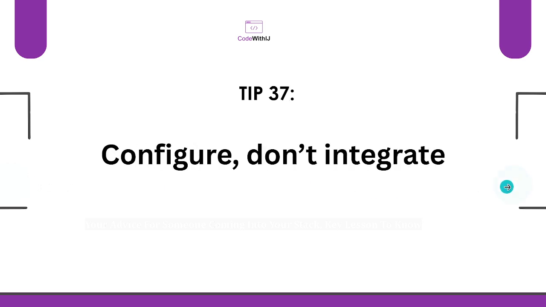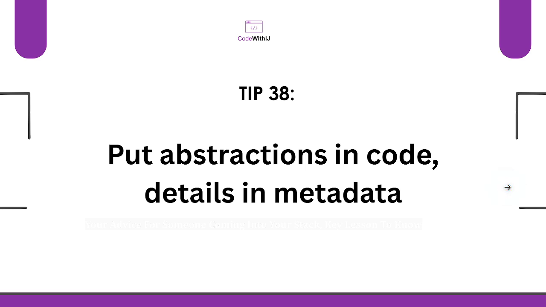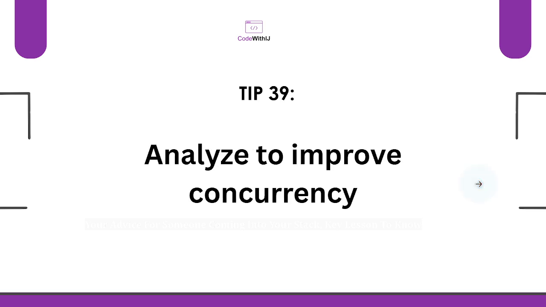Minimize coupling between modules. We have discussed on this. Put abstraction in code and details in metadata. We have talked on this. Analyze to improve concurrency. It's not everywhere in your code that concurrency is needed or needs to be integrated. But if you don't analyze, you might put concurrency, and this might slow your code or slow your work in progress, and this might just add complexity into your code.